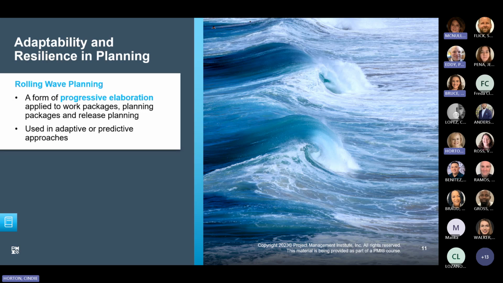Rolling wave planning supports the lean concept. I'm not sure if y'all have heard about this yet, but if you haven't, you will. But it supports the lean concept of decide as late as possible.